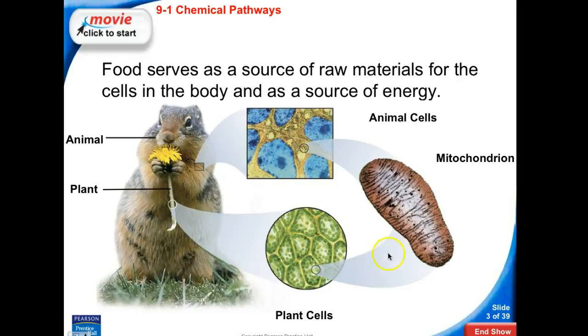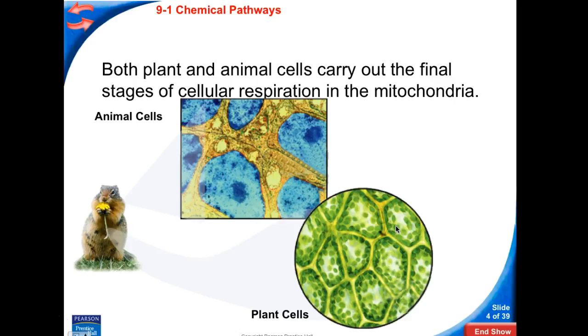And in both of those, whether you're a heterotroph like the animal or an autotroph like the plant, both of those cells contain mitochondria. And a lot of what we're going to talk about in this chapter does take place within the cells, and in particular the organelle, the mitochondria. So both plant and animal cells carry out the final stages of cellular respiration in the mitochondria.